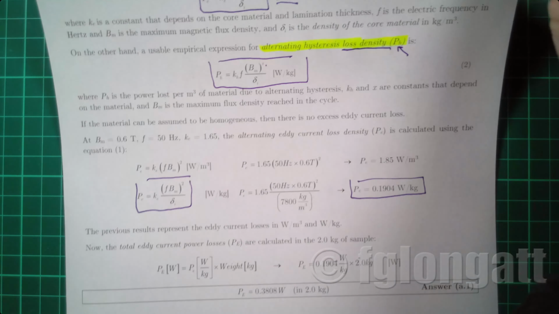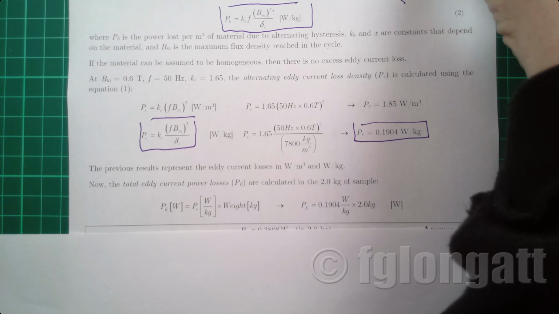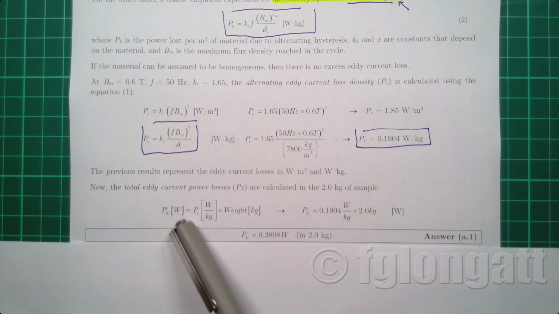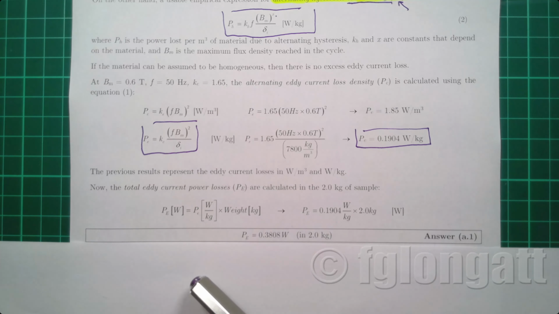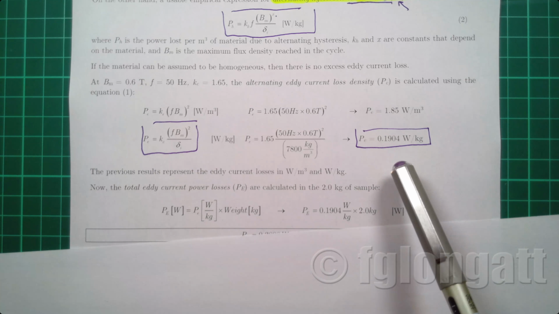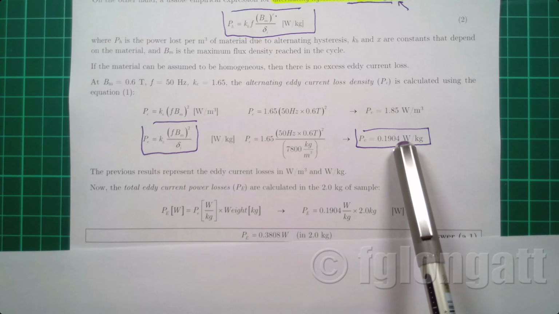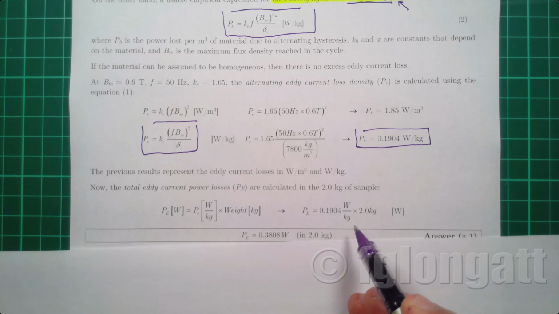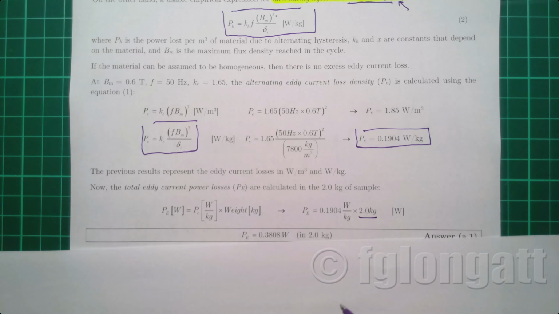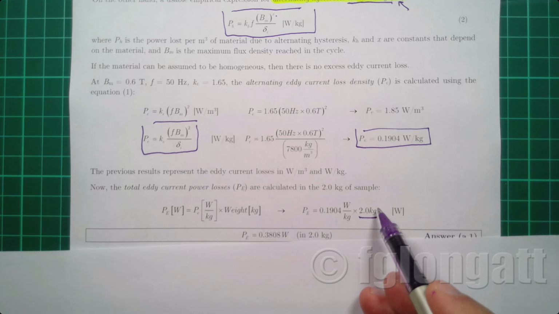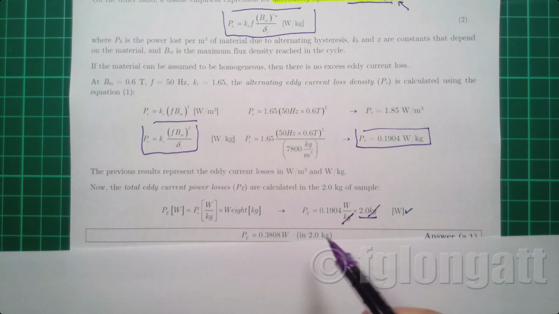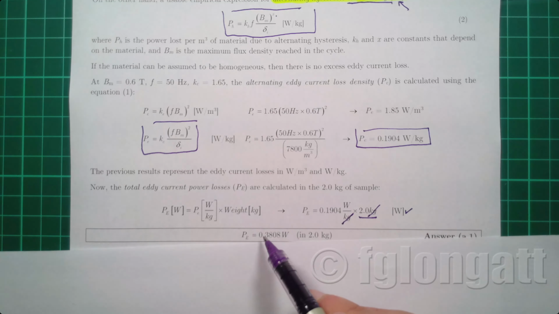So now, in order to obtain the total eddy current losses, what we need to do is basically multiply the loss density by the total weight. In other words, we are using here 0.1904 watts per kilograms, and we multiply by 2 kilograms, and this here is the total weight of the sample. You can see that kilograms cancel with kilograms, and at the end we obtain unit of watt.